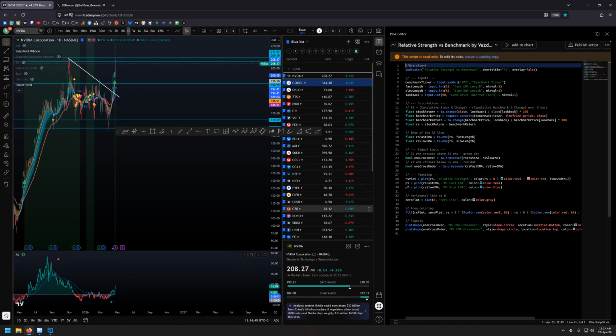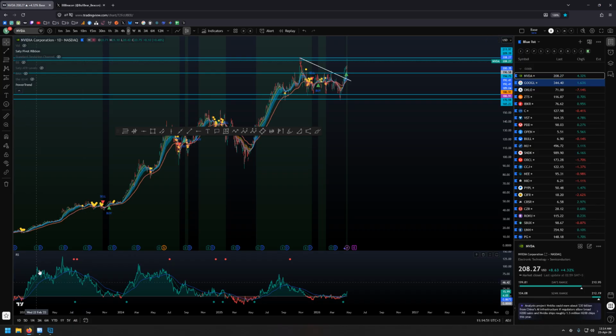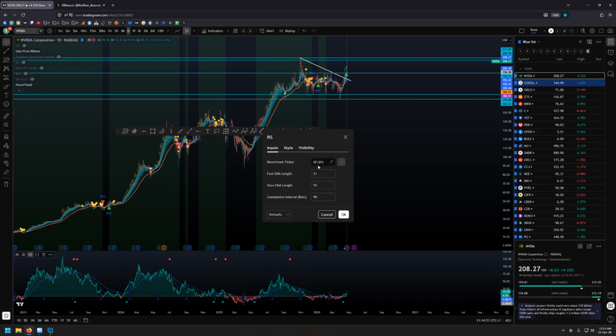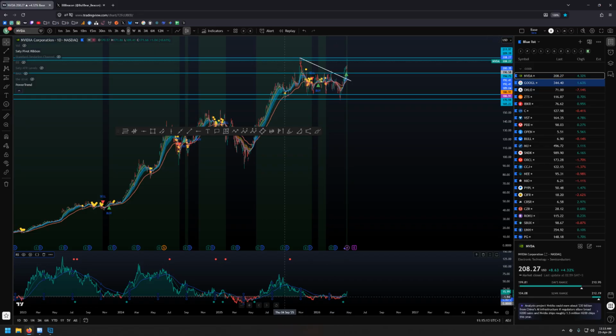And then we have the relative strength indicator, which chooses a benchmark, in this case SPX, and it shows relative performance over a time interval, in this case 90 bars, not 90 days, 90 bars. So for example, if SPX was up 20% over the last 90 bars, and in this case Nvidia was up 30%, the relative strength indicator will show a value of 10.